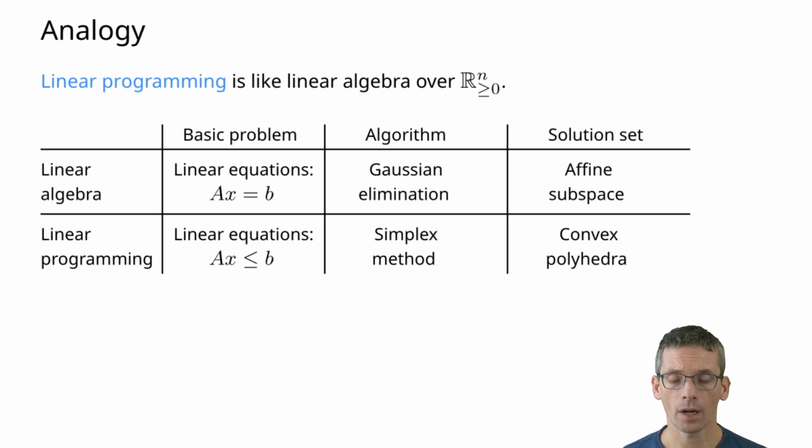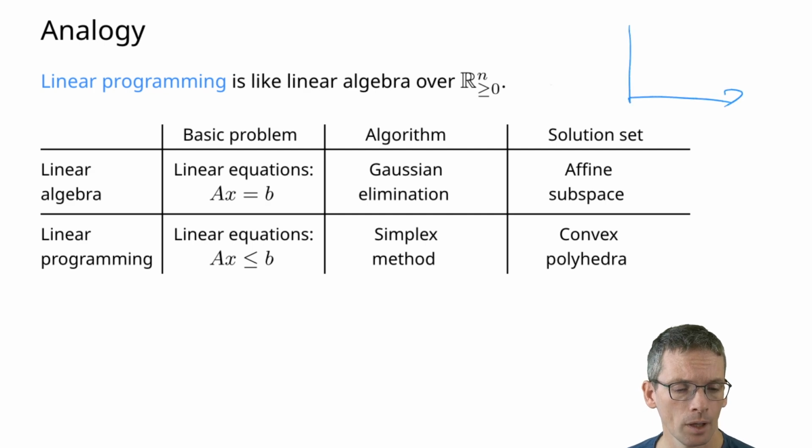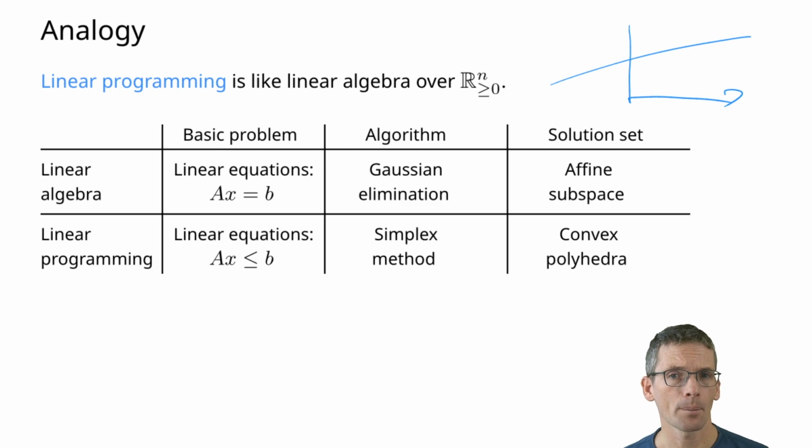And finally, the solution space in linear algebra actually is quite simple. It is an affine subspace. So affine subspace means essentially we have a vector space with possibly a translation. So for instance, in 2D, a line, that's an affine subspace of the two-dimensional plane.